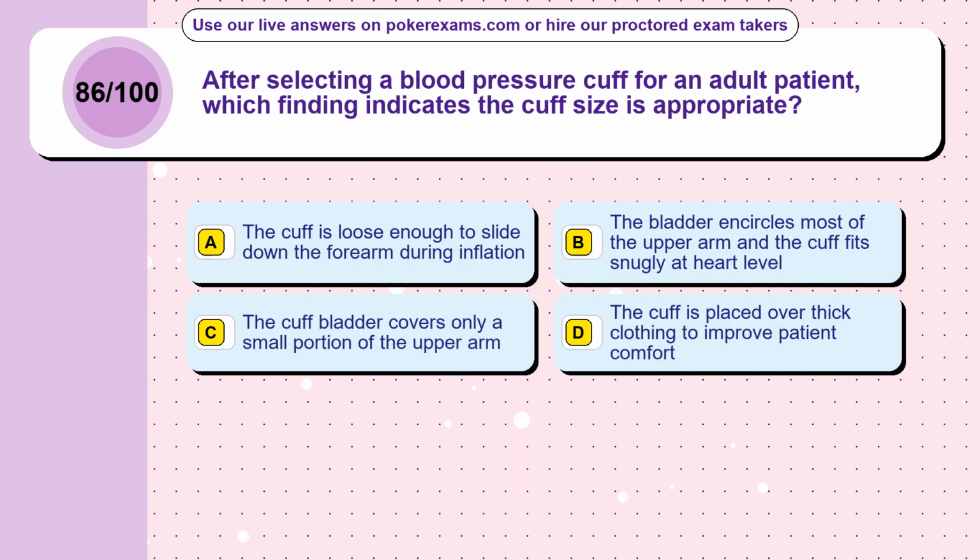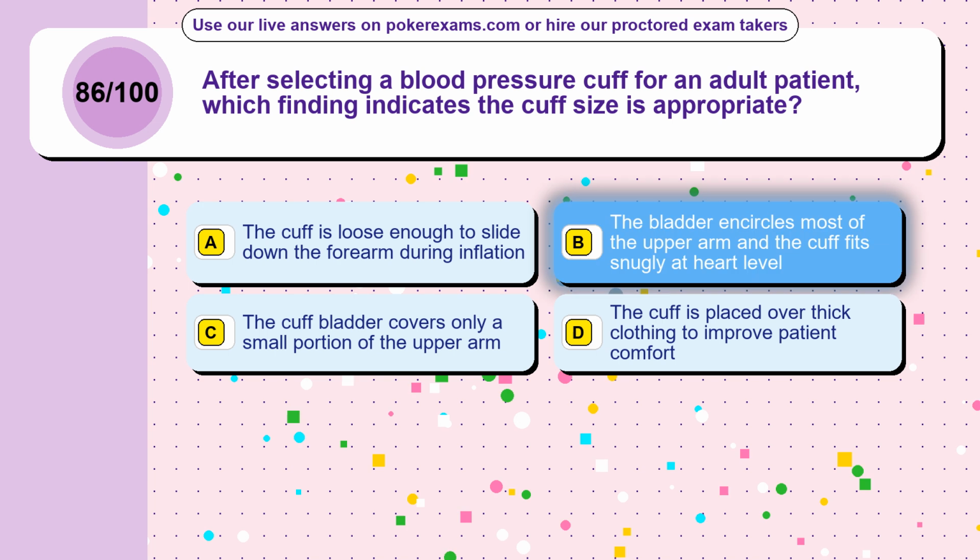Question 86. After selecting a blood pressure cuff for an adult patient, which finding indicates the cuff size is appropriate? Option A. The cuff is loose enough to slide down the forearm during inflation. Option B. The bladder encircles most of the upper arm and the cuff fits snugly at heart level. Option C. The cuff bladder covers only a small portion of the upper arm. Option D. The cuff is placed over thick clothing to improve patient comfort. The correct answer is option B.